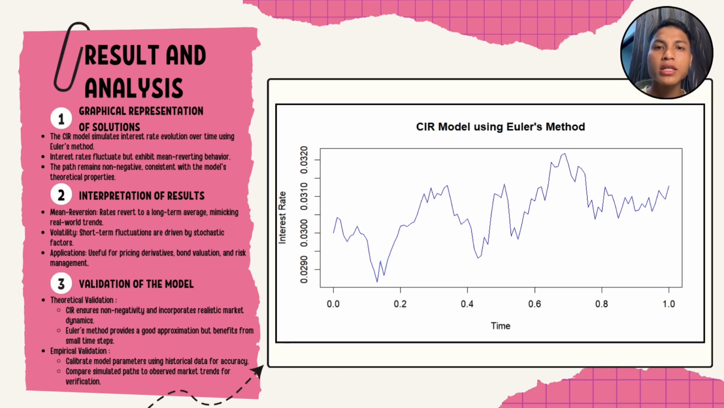And the last one is empirical validation. The CIR model's parameters should be calibrated using historical interest rate data. Calibration ensures the model captures market-specific behavior. A comparison of the simulated trajectories with actual historical interest rates can validate the model's ability to replicate real-world dynamics.